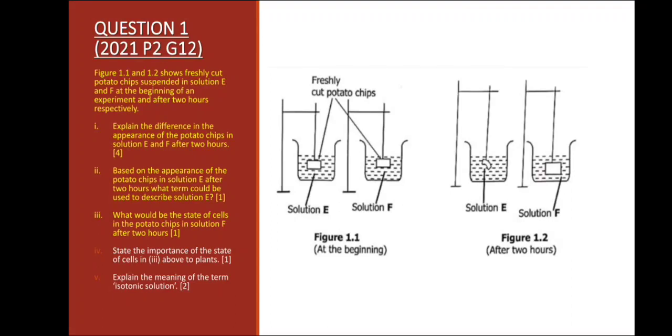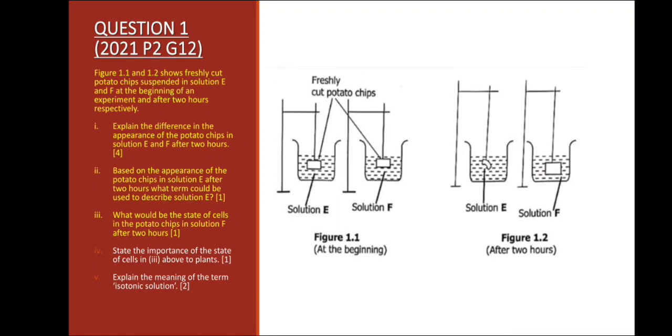So they are asking us, the cells in the potato chips in solution F, they are in what state? Okay, how are they looking? That's what they are asking us. Well, obviously they gained water. These plant cells, the potato chips, these are plant cells. So these plant cells, they gained water and they became fully turgid. They are fully turgid. Okay, they gained water and became fully turgid.